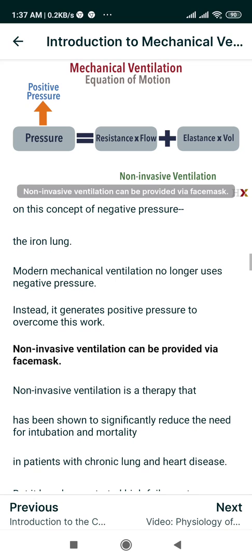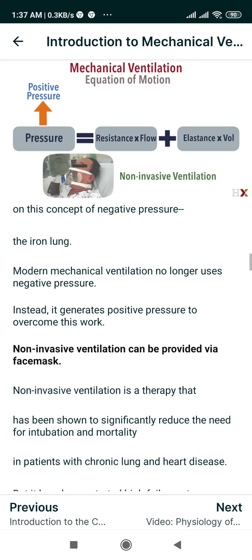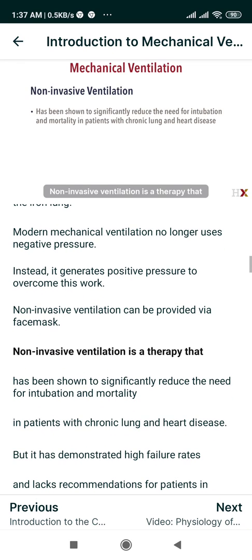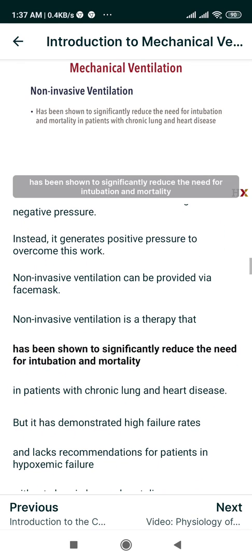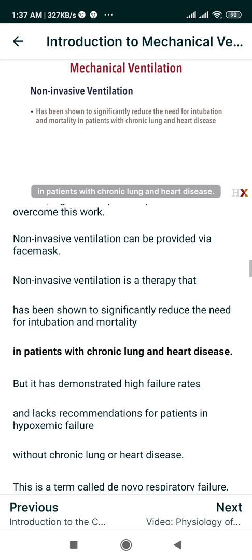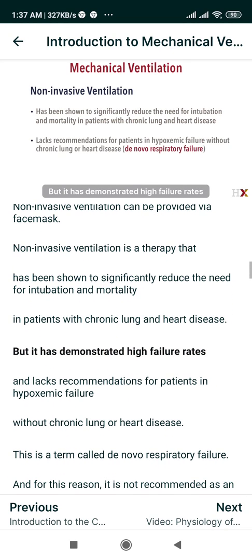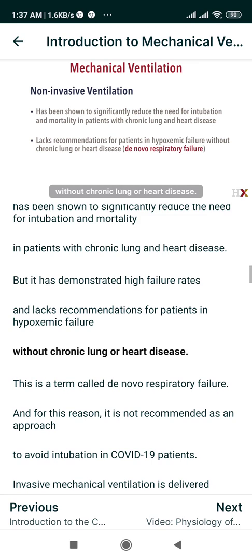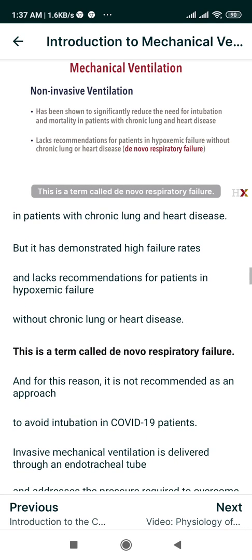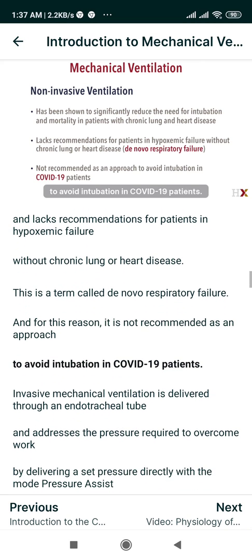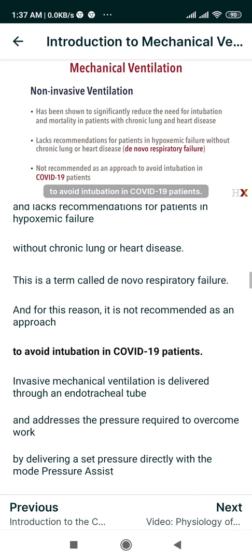Non-invasive ventilation can be provided via face mask. Non-invasive ventilation is a therapy that has been shown to significantly reduce the need for intubation and mortality in patients with chronic lung and heart disease, but it has demonstrated high failure rates and lacks recommendations for patients in hypoxemic failure without chronic lung or heart disease. This is a term called de novo respiratory failure. And for this reason, it is not recommended as an approach to avoid intubation in COVID-19 patients.